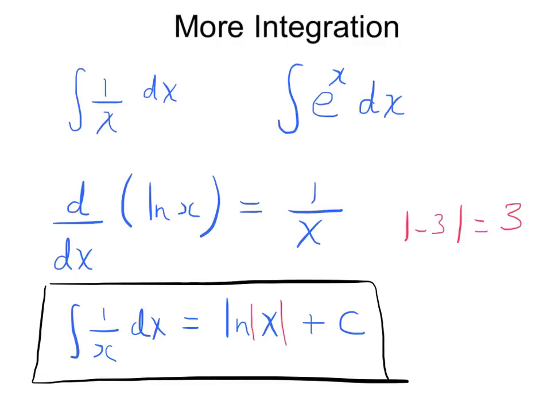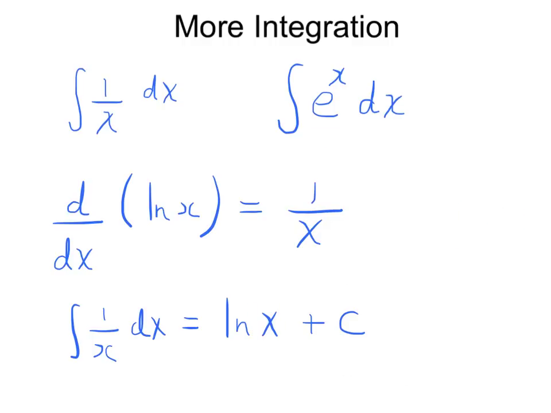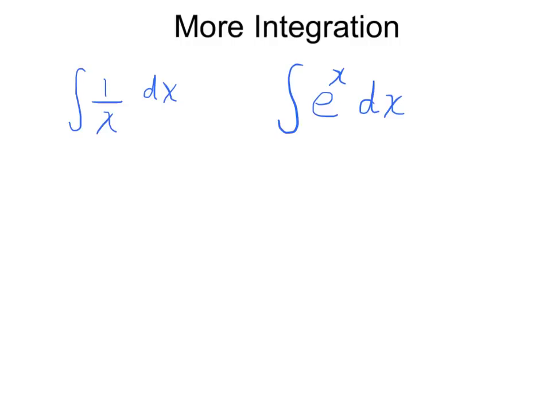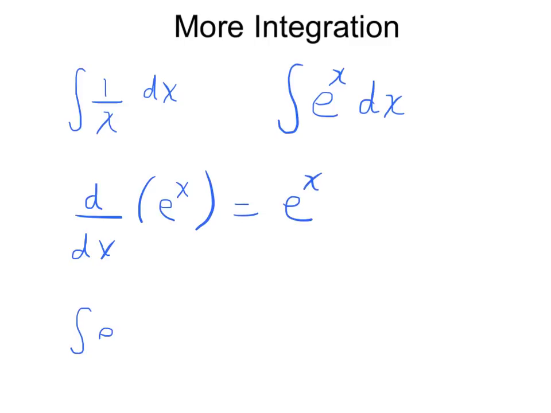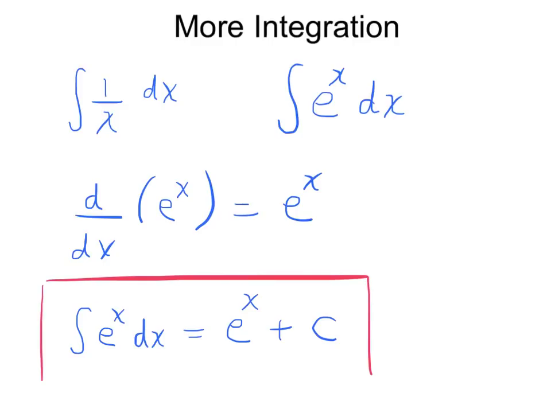Okay, the other one we want to look at, integral of e to the x. We already know that if you differentiate e to the x, it just stays the same as e to the x, which must mean that if you try and integrate e to the x dx, it will integrate and it will stay the same. But, as always, you get your constant of integration when you're doing an integral. So the integral of e to the x is nice and easy. It is still e to the x. So write that one down as well.